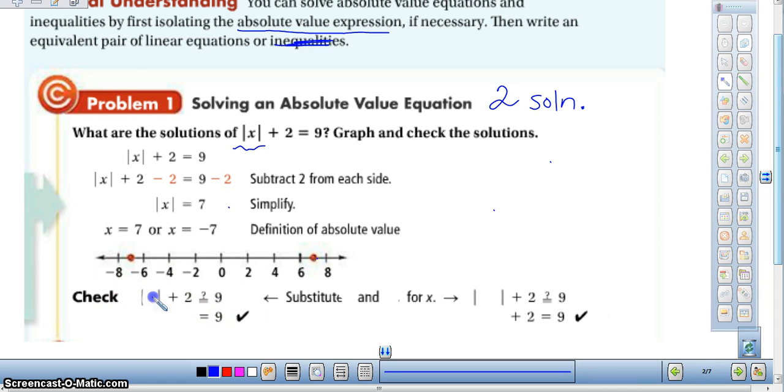When you go to do your check, you're going to plug in your number. So absolute value of 7 plus 2, does it equal 9? Absolute value of 7 plus 2 is 9. What about if we plug in our negative 7? Absolute value of negative 7 plus 2. Well, when we look at the absolute value of negative 7, it's still 7, and it checks.